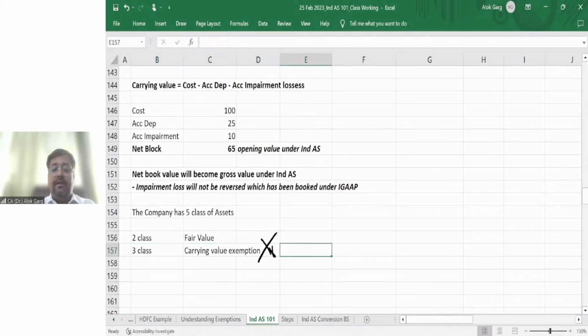If the company wants to apply the fair value model on some classes, then on the other classes of assets, it has to apply Ind AS 16 retrospectively. If the company wants to apply the carrying value exemption, it has to be for the entire class of assets. So this is not allowed, but this is allowed: fair value for 2 classes of assets, and for the remaining classes, retrospective application of Ind AS 16.